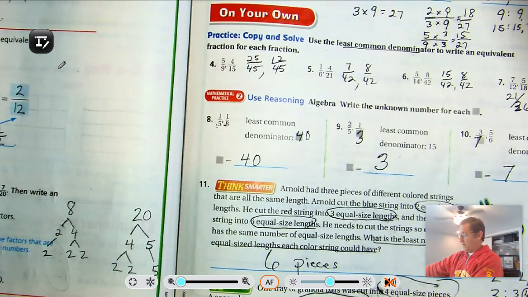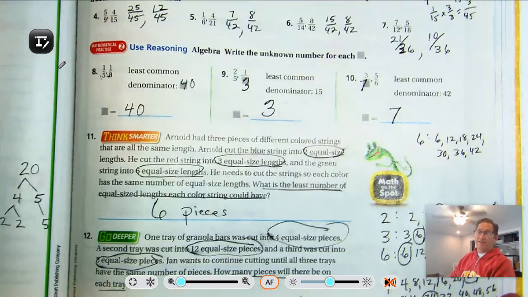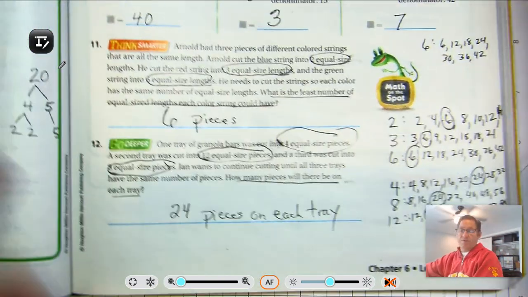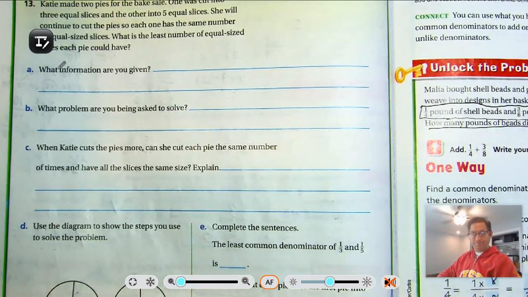Okay, again, so we found that by just making a list of the least common multiples of all 3 numbers. All right, and number 13.